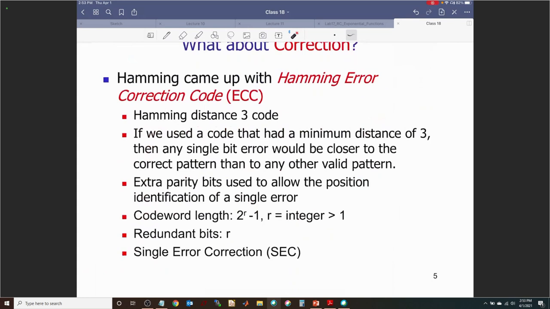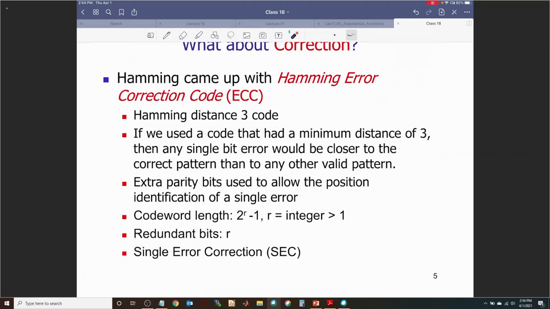Hamming came up with this Hamming error correction code, in short ECC, error correction code. And there are some properties about this Hamming error correction code. The first property is that the Hamming distance between any two code words that you're trying to write to memory is going to be 3, right? So the minimum distance is going to be 3.